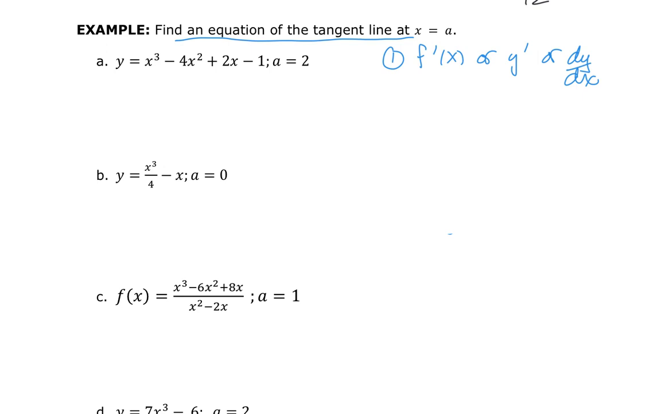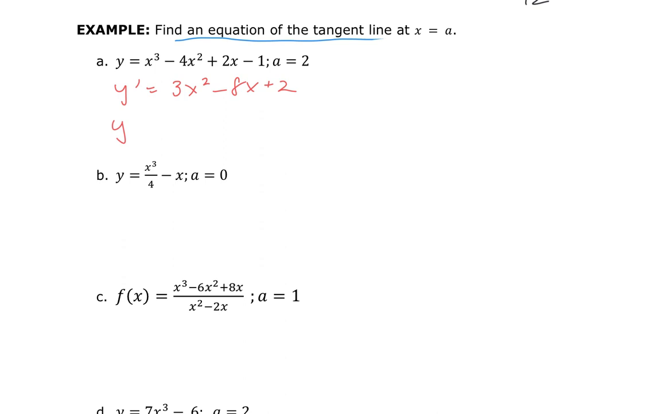So let's go ahead and do this. So y prime is equal to 3x squared minus 8x plus 2. So y prime evaluated at a, or in this case, x is equal to 2, is going to be 3 multiplied by 2 squared minus 8 multiplied by 2 plus 2. So I have 12 minus 16 plus 2, which gives me negative 2.